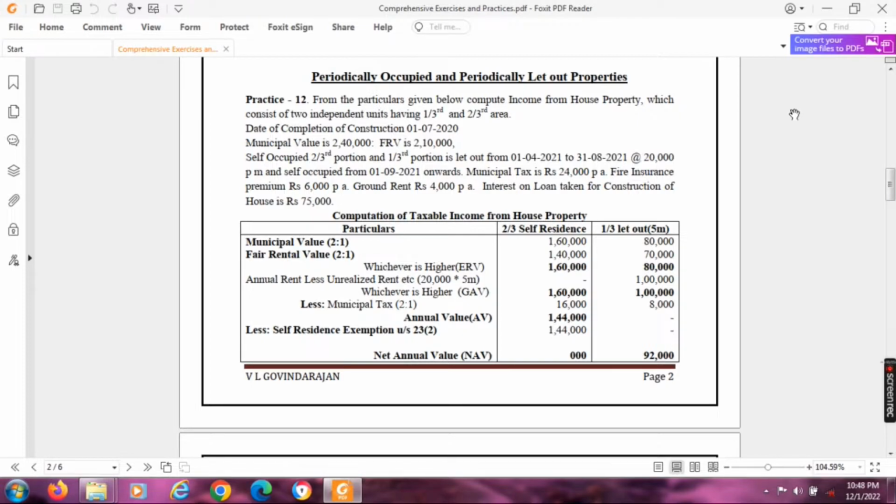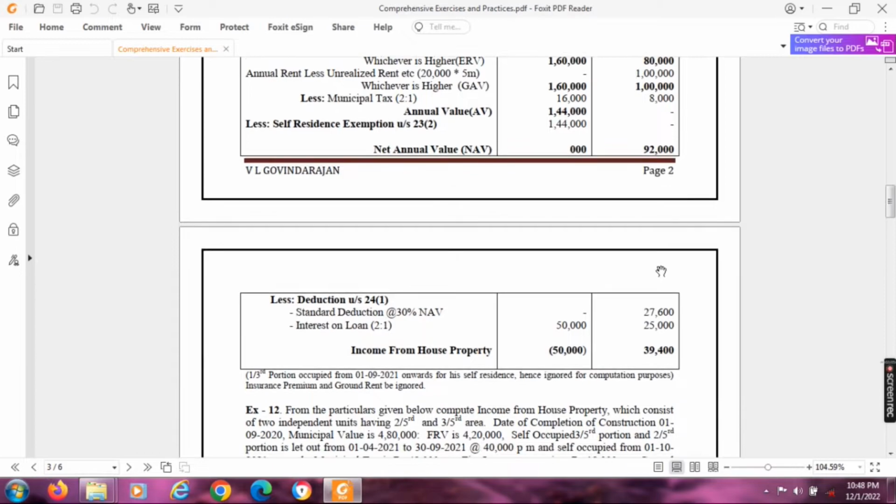There's municipal tax. Municipal tax totally 24,000. That will also be apportioned in the ratio of 2:1. So balance annual value for the 2/3 self-residence portion, that amount is fully exempted under section 23 subsection 2, self-residence exemption. So the net annual value for the 2/3 self-residence portion will be 0. For the let out portion, 92,000.